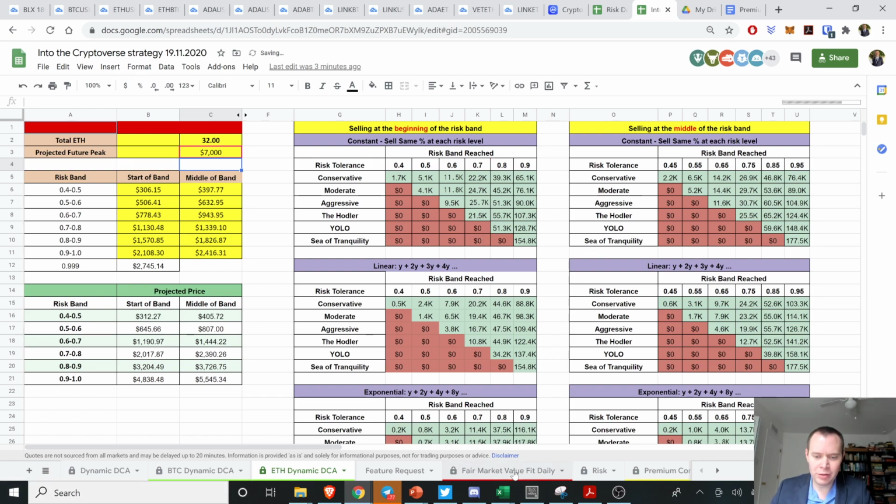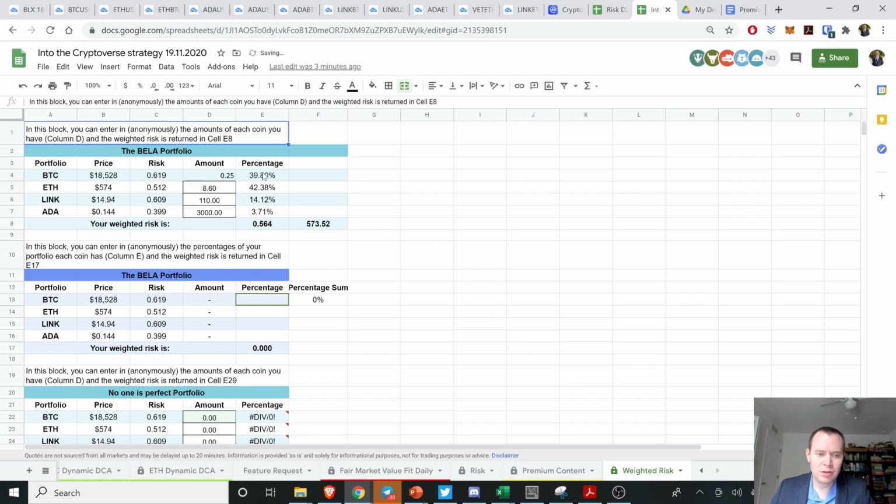Okay, there's also some other things on this as well. There is the weighted risk tab. So in this tab, you can put in how much. Let's say you have a portfolio of Bitcoin, Ethereum, Link, and ADA. Let's say you have 3 Bitcoin, 200 ETH. Let's say you're really heavy on ETH. I know a lot of you guys are. Let's say you have 1,000 Link and maybe 100,000 ADA or something like that, and that's your portfolio.